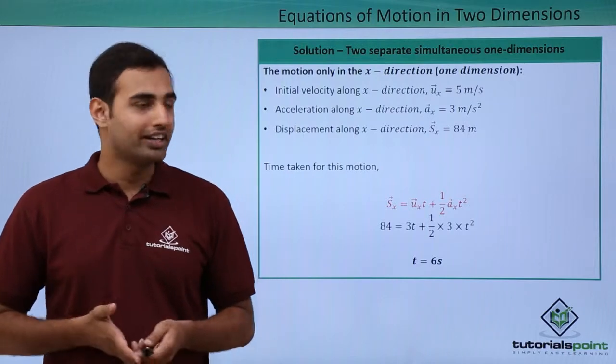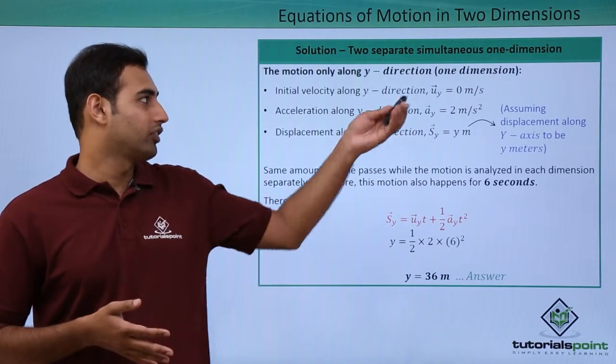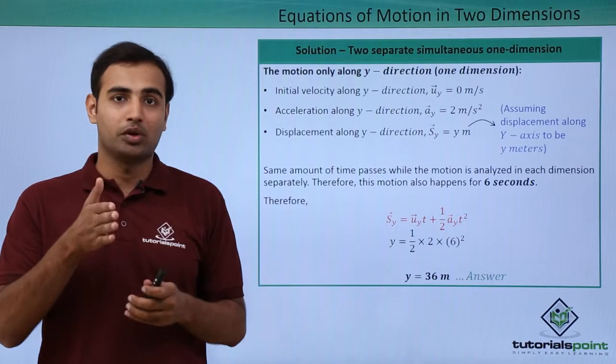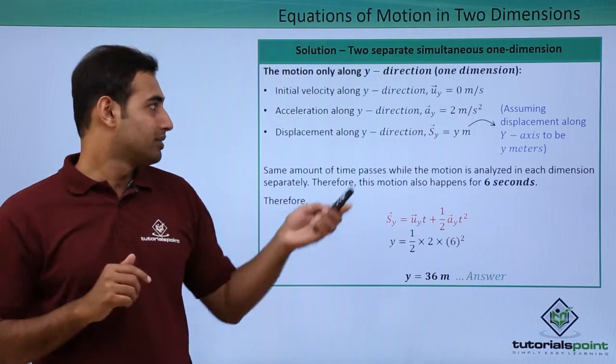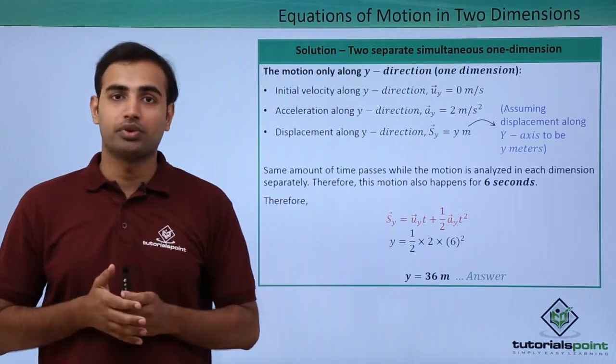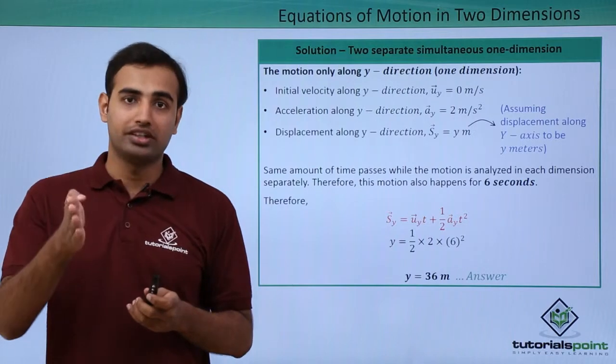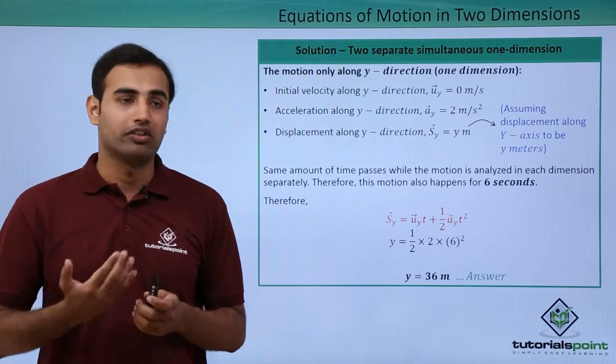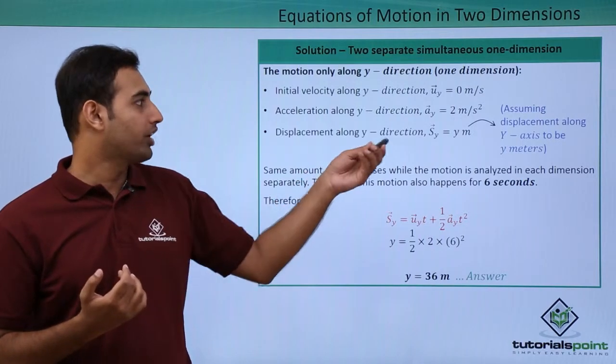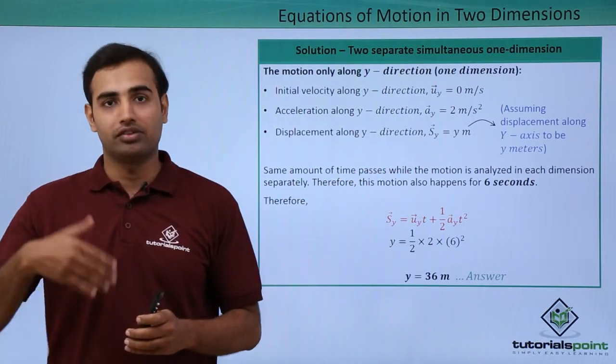Now along the y direction, I can say that my initial velocity is 0 because there is no j cap component in the u vector. Similarly, acceleration is 2 meters per second square because we had 3i plus 2j. So we have 2 meters per second square along the y axis, and displacement along y-axis is y meters that we have to calculate.